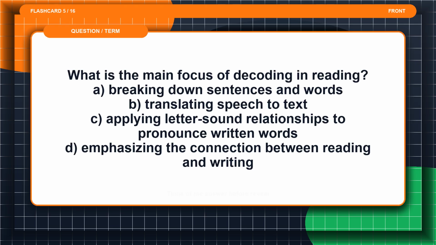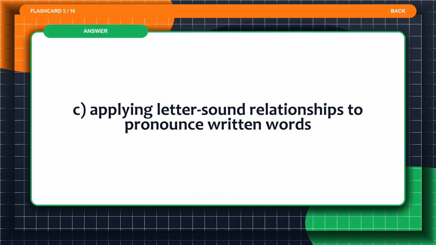Flashcard 5. What is the main focus of decoding in reading? A. Breaking down sentences and words. B. Translating speech to text. C. Applying letter-sound relationships to pronounce written words. D. Emphasizing the connection between reading and writing. Think of the answer before the reveal. The answer is C. Applying letter-sound relationships to pronounce written words.